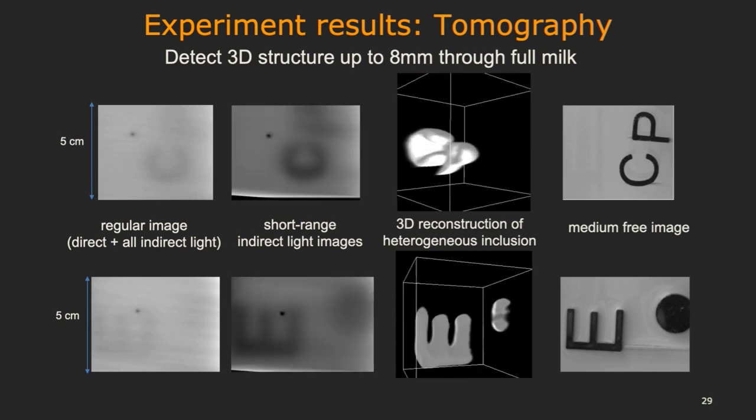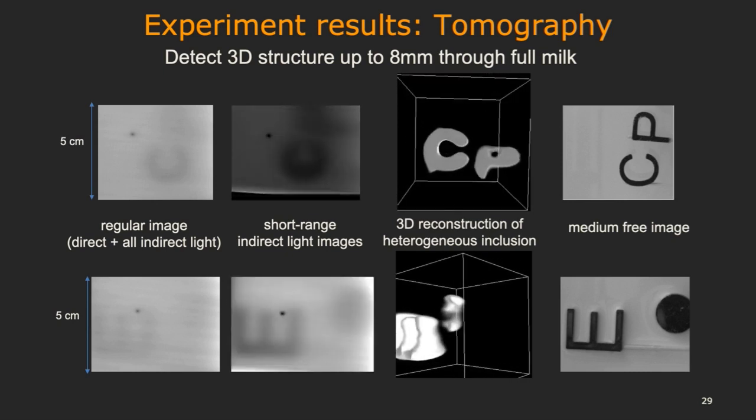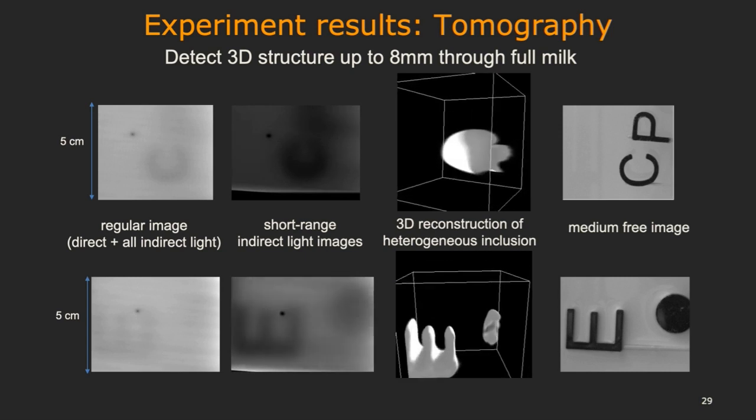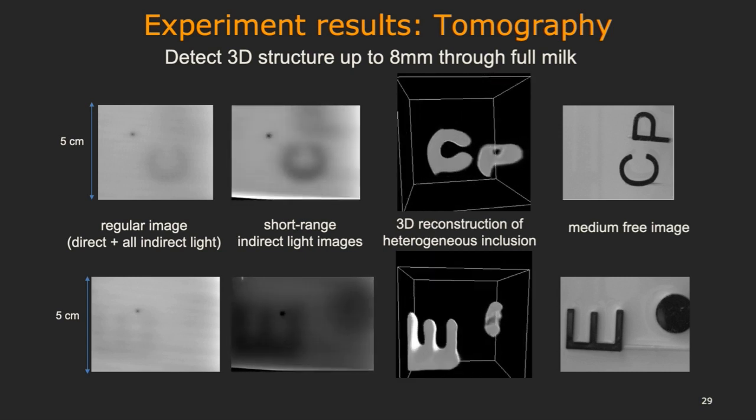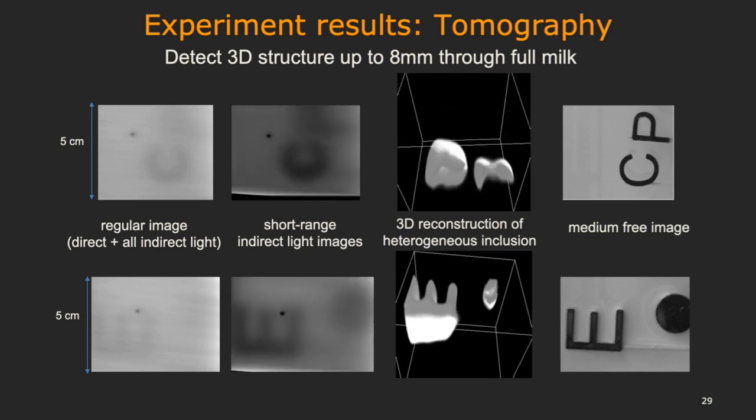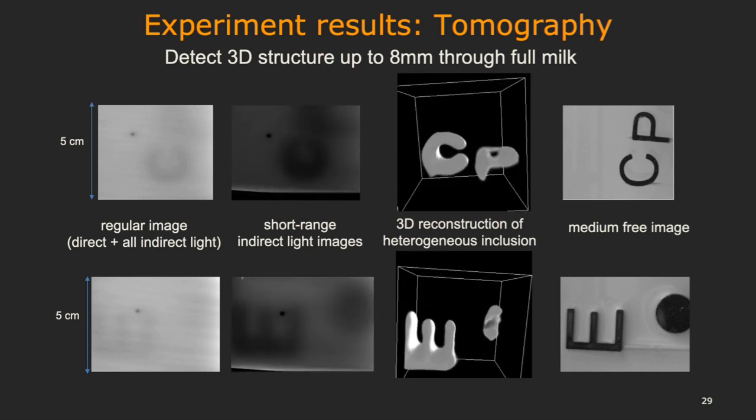Given the short-range indirect images, we are able to reconstruct the 3D structure up to 8 mm through full milk using the proposed DOT algorithm, even though the object boundaries are blurry in the input images.